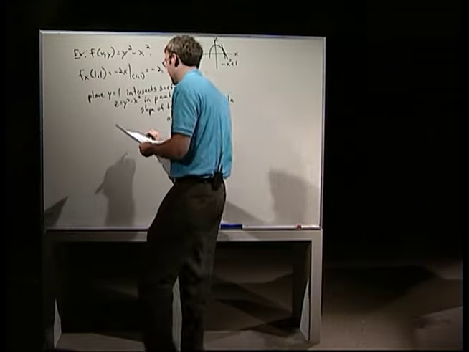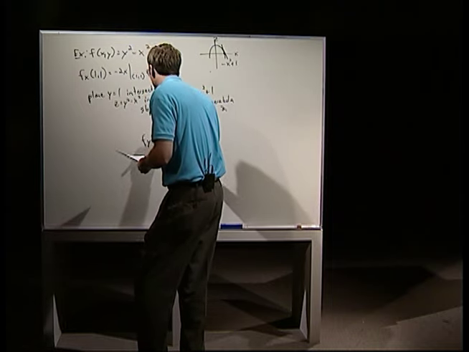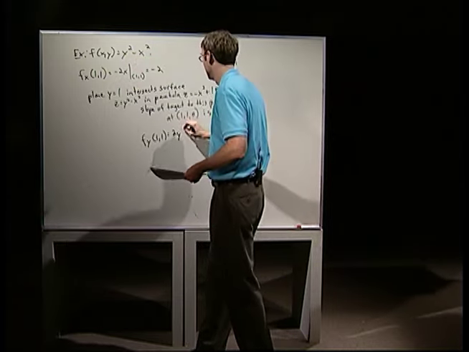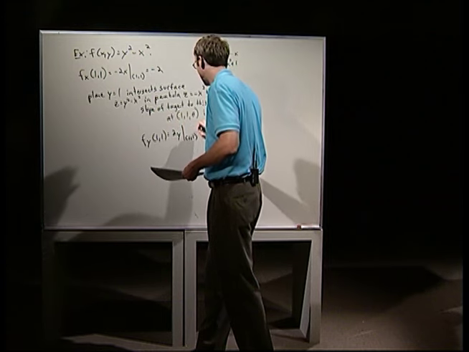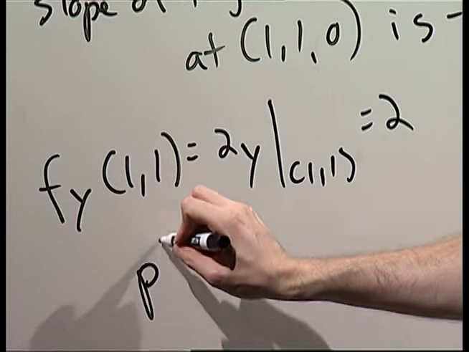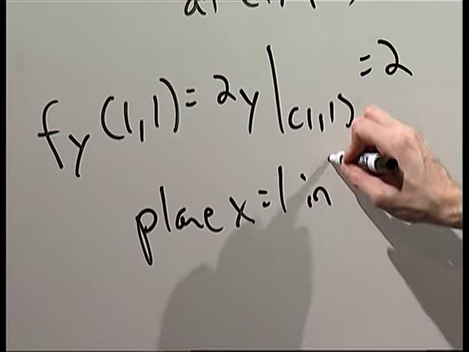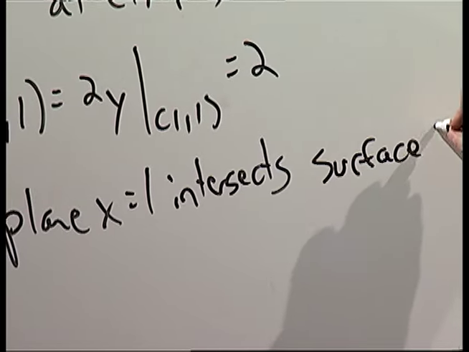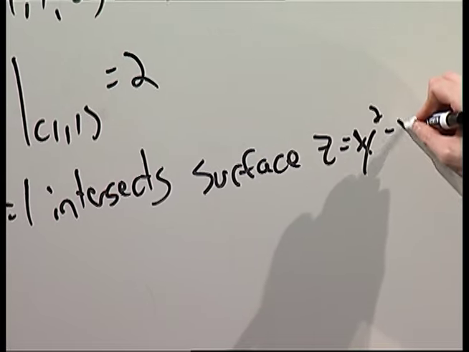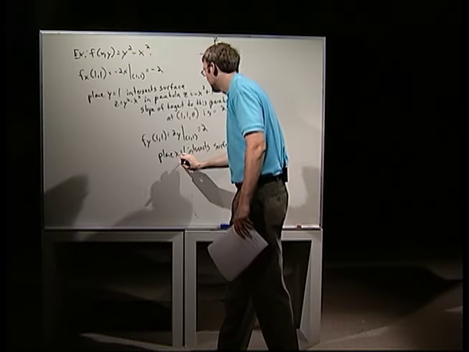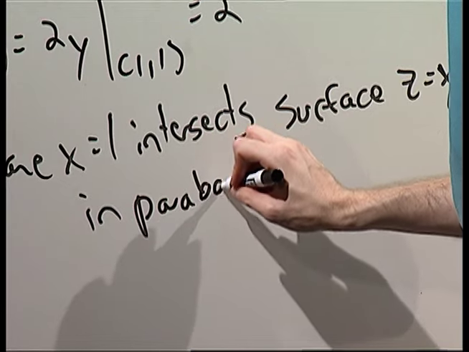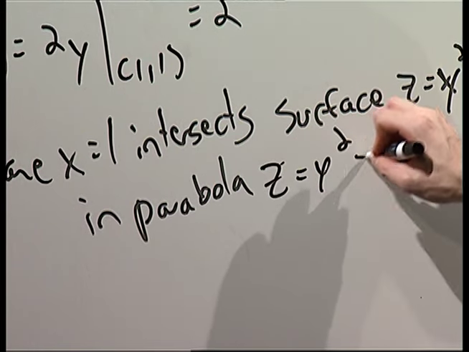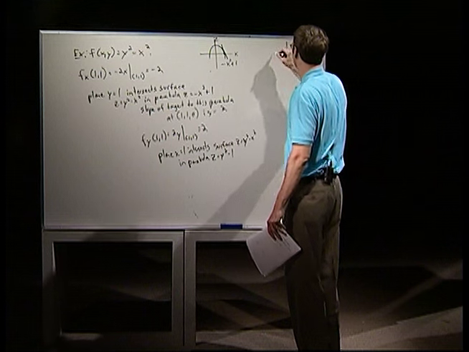And similarly, if I look at f sub y of 1, 1, again, life is pretty easy. It's just 2y, because this is 0. So at 1, 1, you get positive 2. How does the game work now? Plane x equals 1 intersects the surface y squared minus x squared. This time it intersects it in a parabola, y squared minus 1. How does the picture look now?